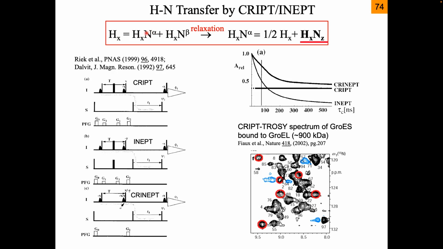So all you have to do is make transverse proton magnetization and wait for a certain time. Then this one has decayed, and you're left over possibly only with this one. And this is a sum of HX magnetization and antiphase HX NZ magnetization. It's used in the script for very large proteins. I don't have much experience with this, but it's an interesting approach.